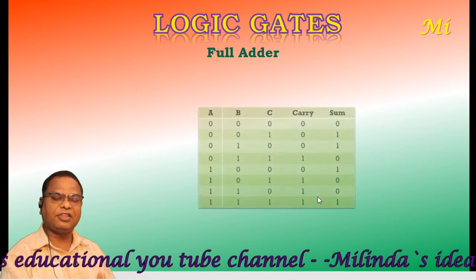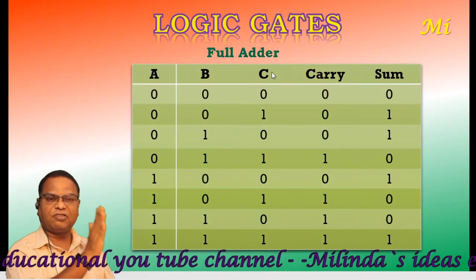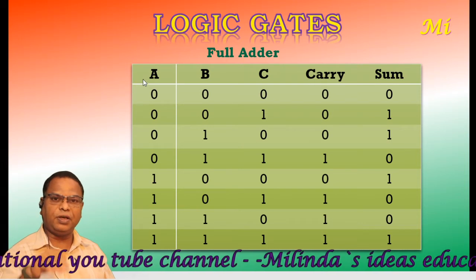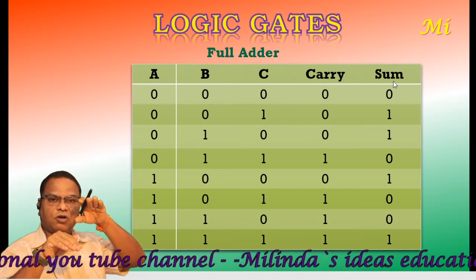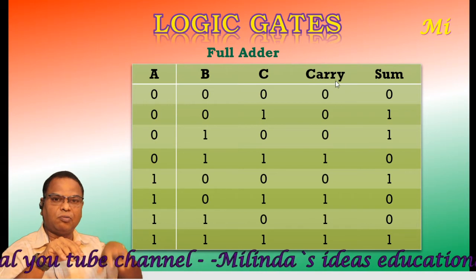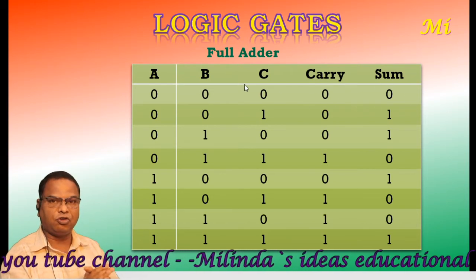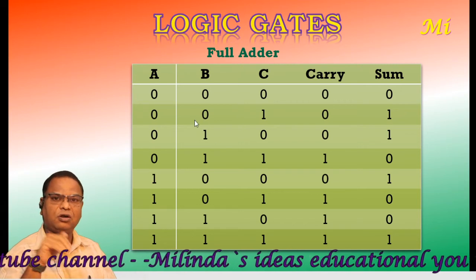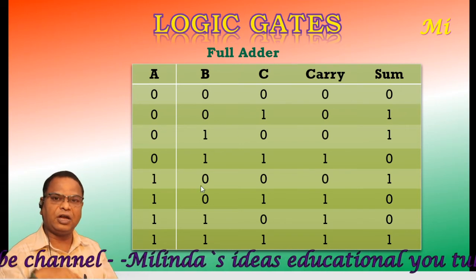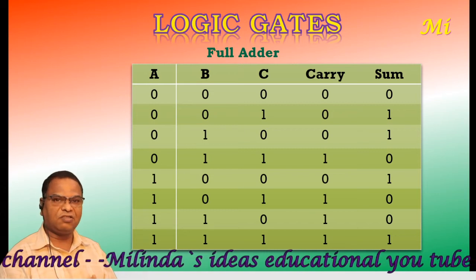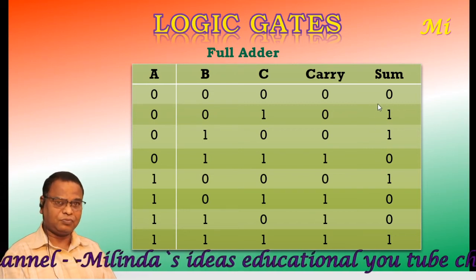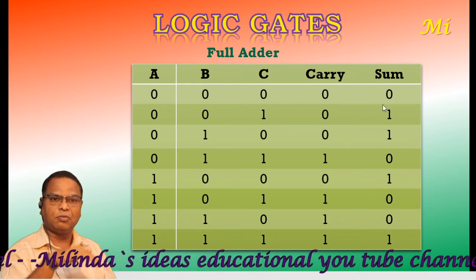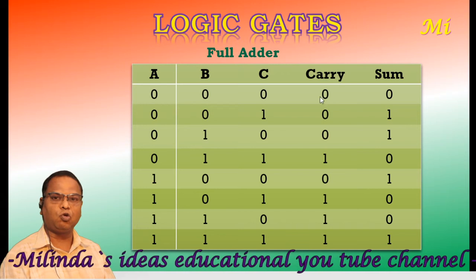A, B and C are the inputs, carry and sum are the outputs. When all three inputs are 0, that is A 0, B 0, C 0, the carry drops to low level, sum drops to low level. So sum and carry both are 0, result 0 0. When any one input is high, that is 0 0 1, or it may be 0 1 0, or it may be 1 0 0. So in these three cases, the output of XOR gate, that is sum, goes to high. That means sum 1, carry still remains low.